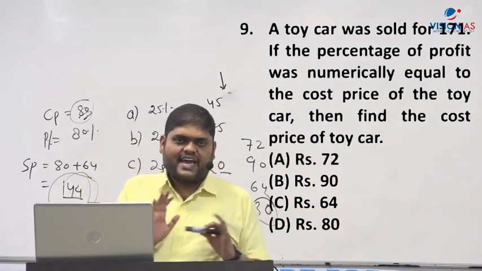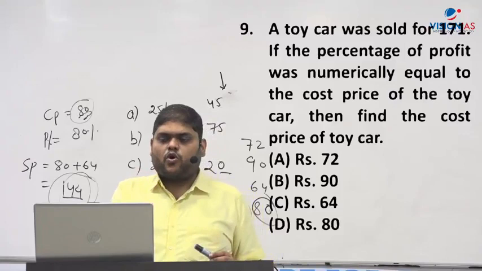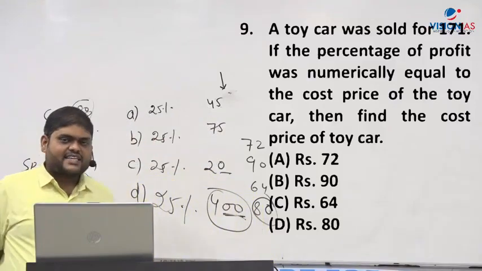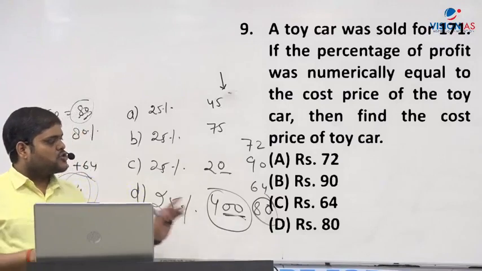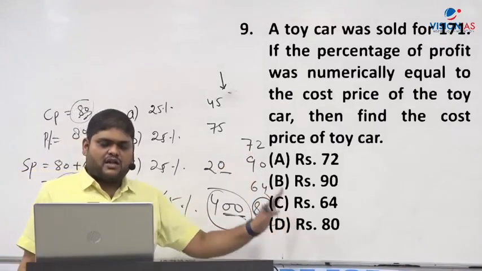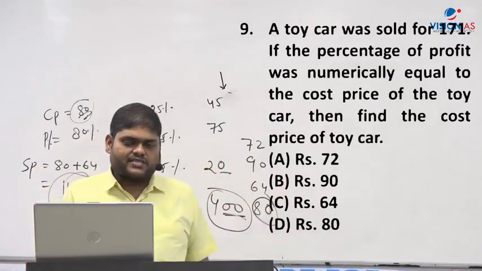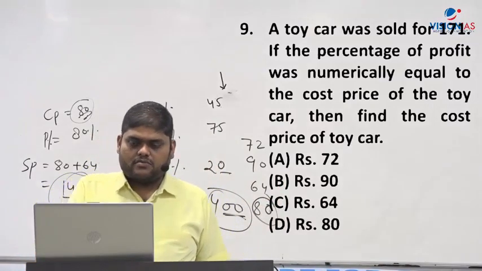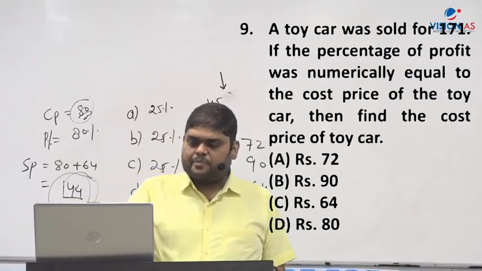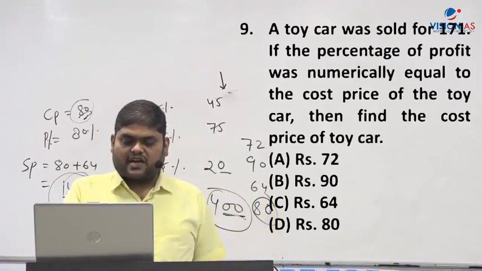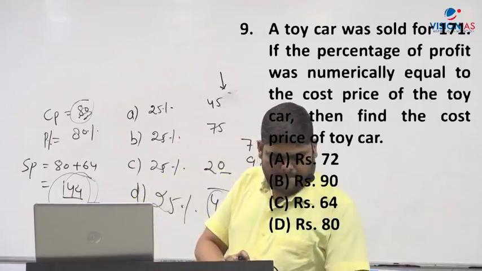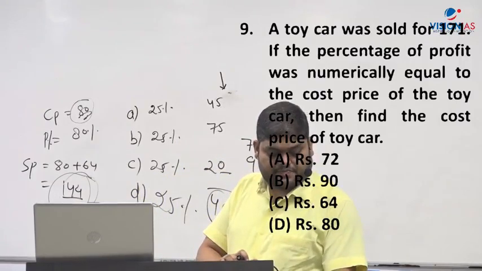So again, which option is correct is more important than the correct answer. The correct answer will be B. Without solving, I have checked only one option and I am getting the answer. Now, this will come along with practice. Any doubt? Tell me.